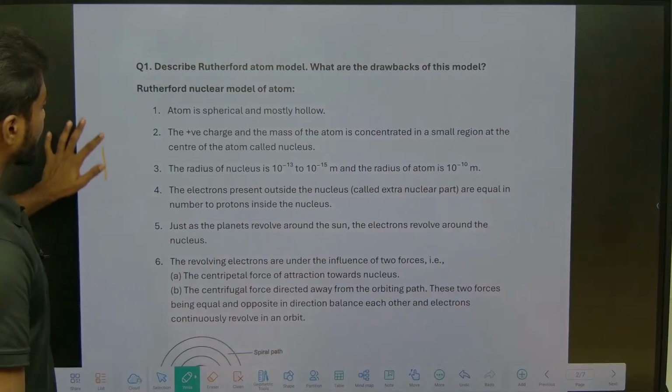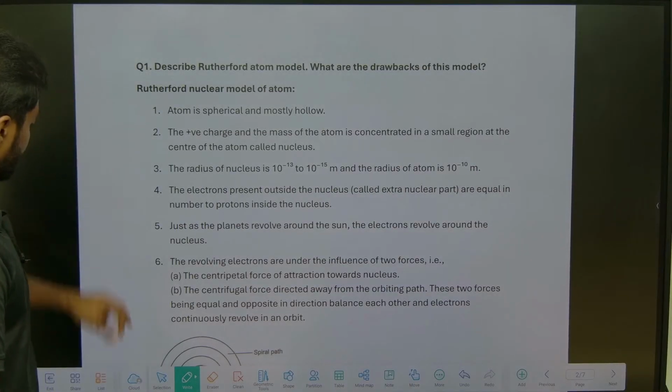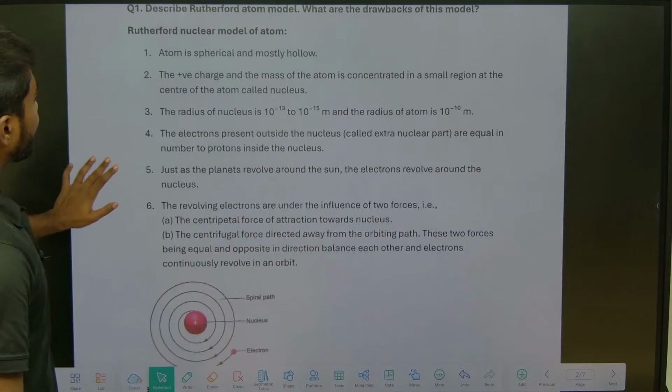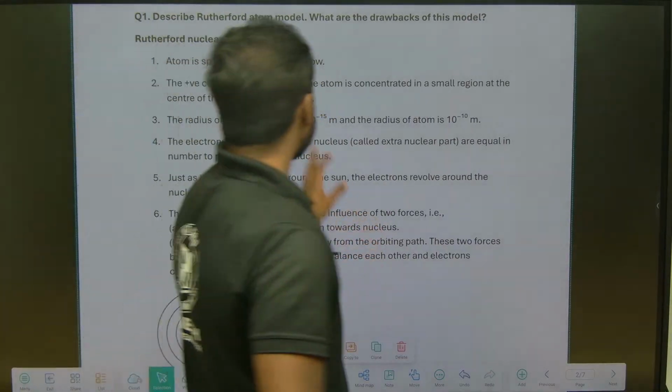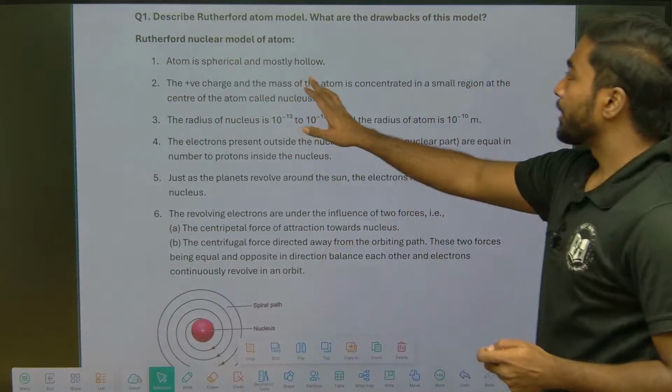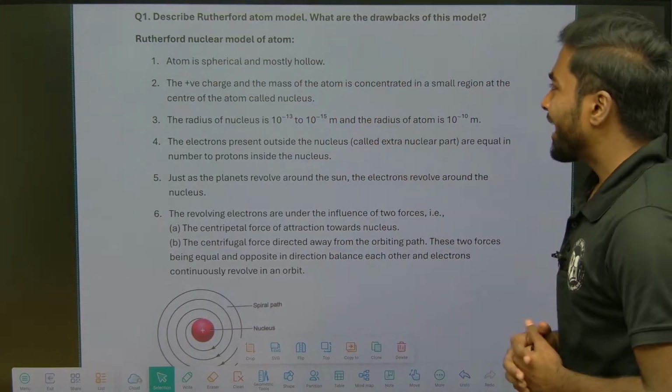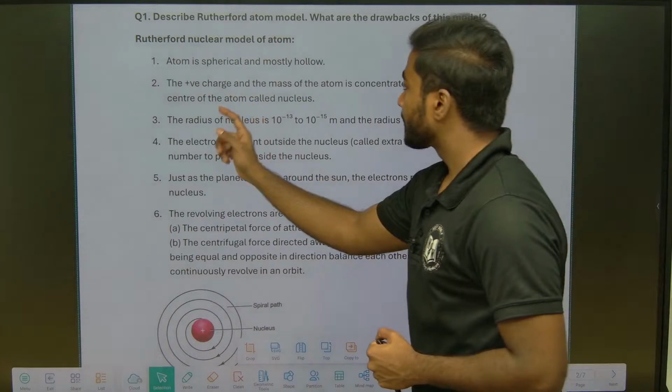If you see the first one, the atom is spherical and mostly hollow in shape. That's the first thing in the Rutherford nuclear model of atom. And the second point is the positive charge.